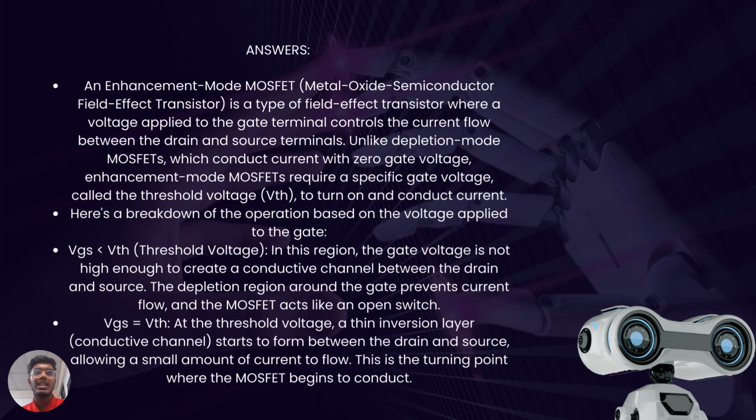VGS equals VTH. At the threshold voltage, a thin inversion layer, conductive channel, starts to form between the drain and source, allowing a small amount of current to flow. This is the turning point where the MOSFET begins to conduct.